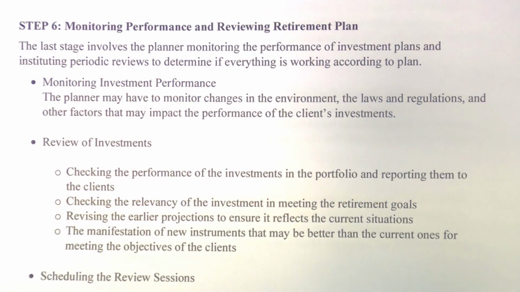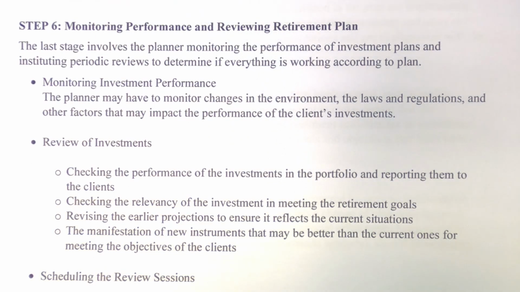This will be the last step in the retirement planning process, which is step 6, monitoring performance and reviewing the retirement plan. In this step, it focuses on 3 main monitoring types. Number 1 is monitoring the investment performance. Number 2 is review of the investment. And number 3 is scheduling the review session.